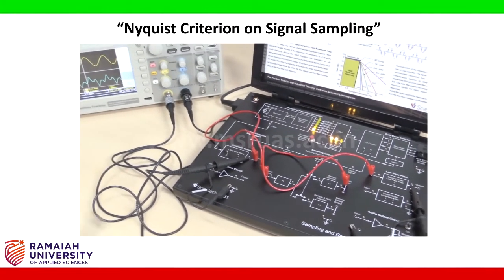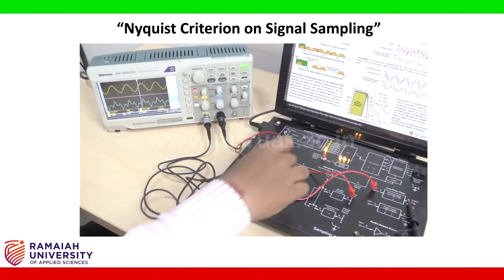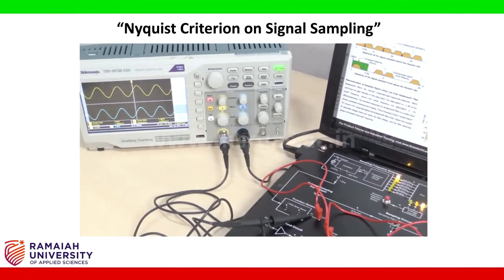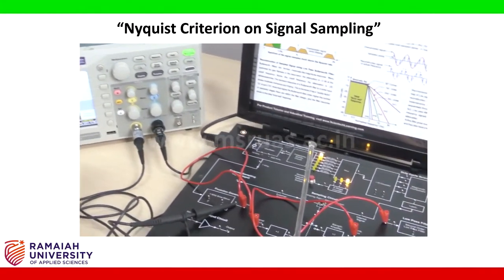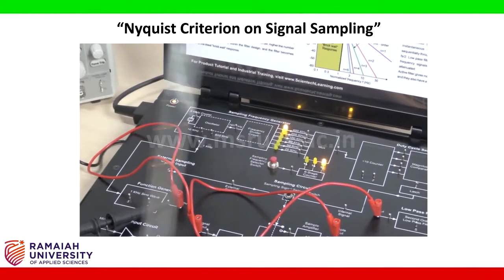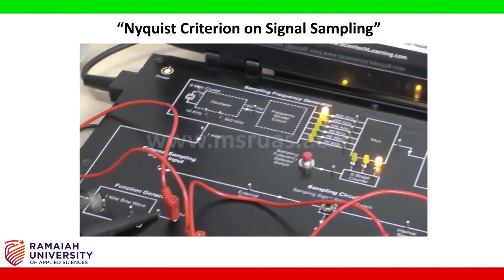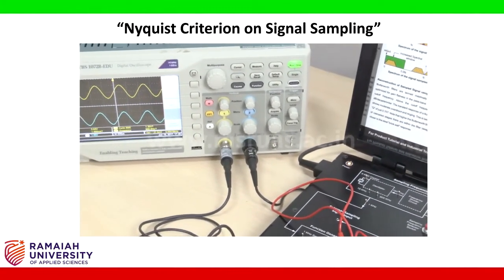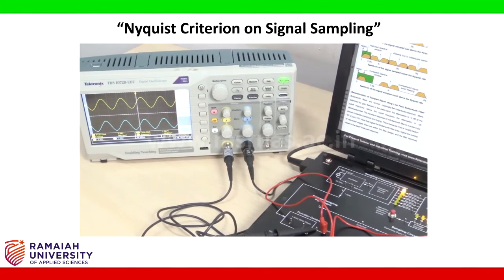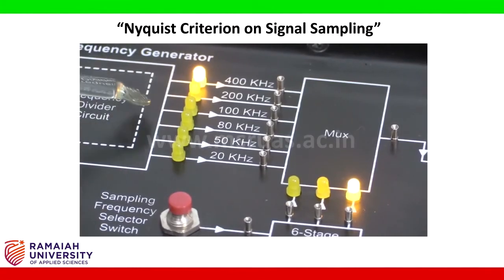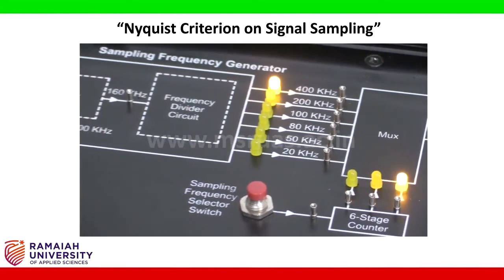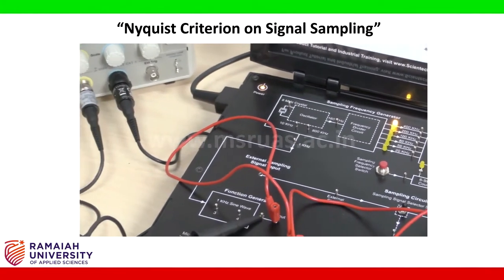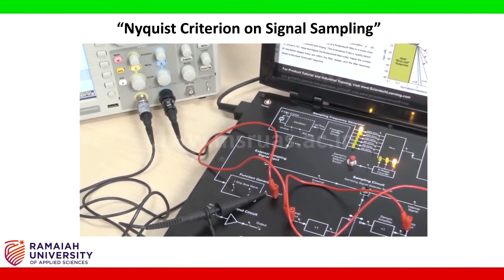Now the next will be higher sampling, which will be shifted by this button. Now the sampling frequency is 40 kilohertz and the input signal is 1 kilohertz. So here the reconstruction is perfect, and this is the oversampling case. Similarly, you can select the other frequencies and observe the reconstruction quality of the signal. By this we complete the experiment.